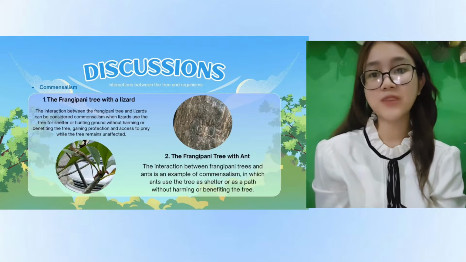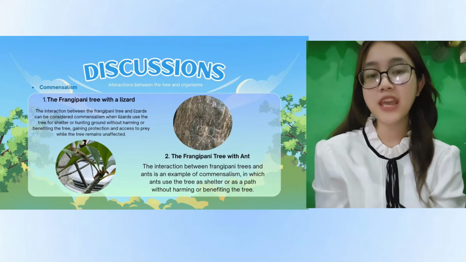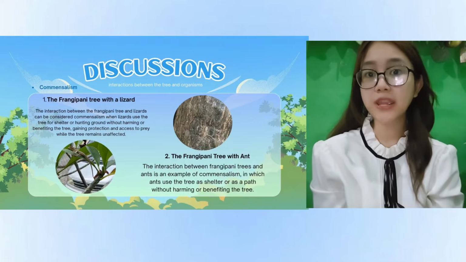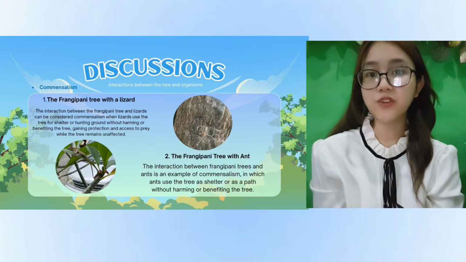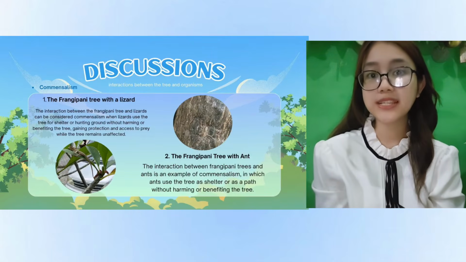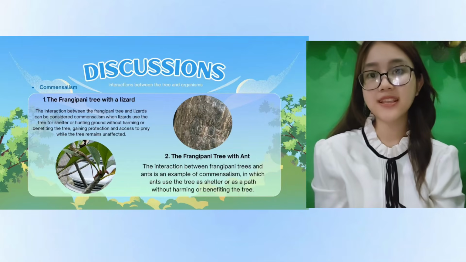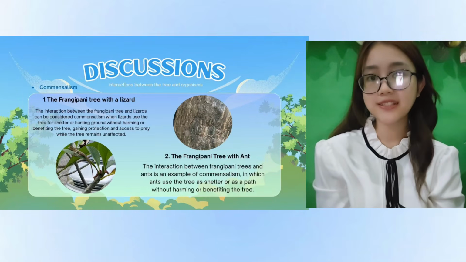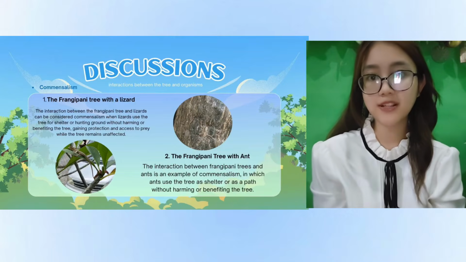Second, the frangipani tree with an ant. The interaction between frangipani tree and ants is an example of commensalism, in which ants use the tree as shelter or as prey without harming or benefiting the tree. In this case, ants may walk along or live on the tree surface, but they don't really interact with the tree in a way that helps or harms it. Again, only the ant benefits, so it is another example of commensalism. In both cases, the frangipani tree remains unaffected, only the animal benefits, which is what defines a commensal relationship.